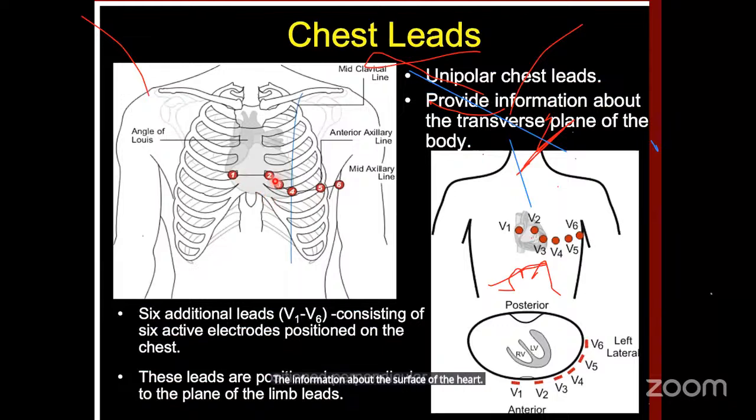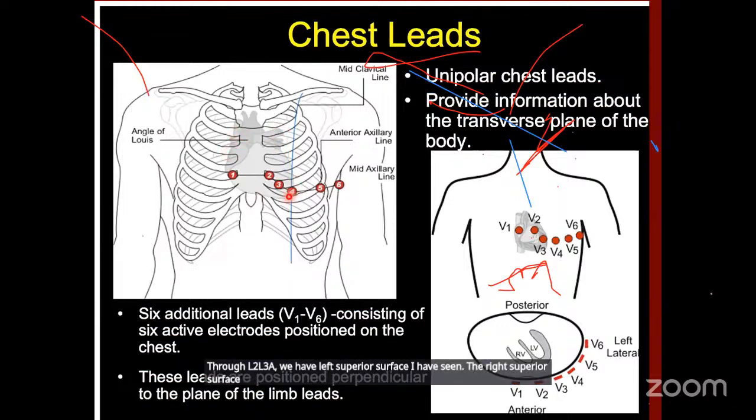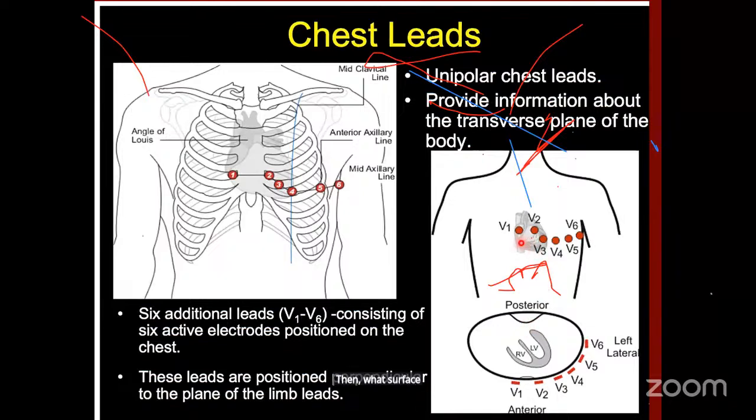What have I already seen? I have seen the right superior surface through L1 and AVL. I have seen the left superior surface. I have already seen the inferior surface through L2, L3, AVF. Then what surface do I have to see from the chest electrodes?